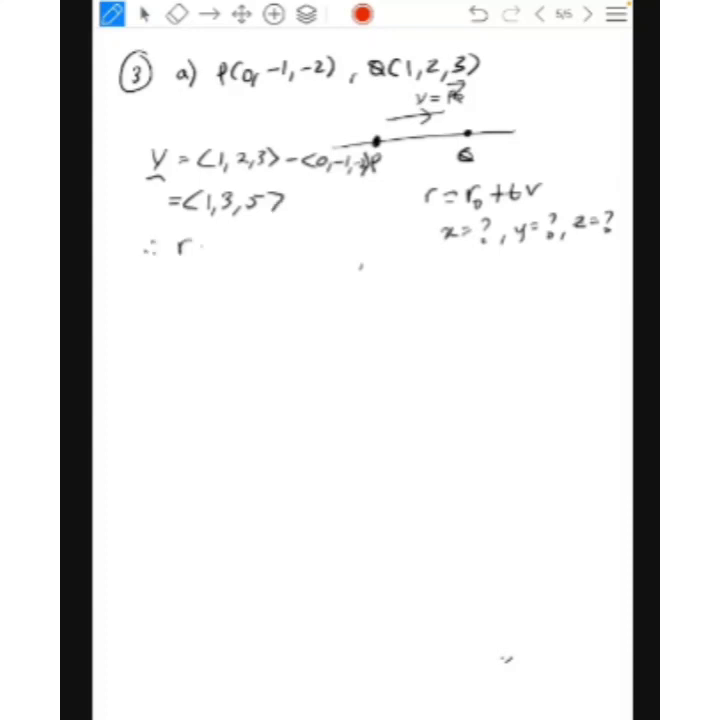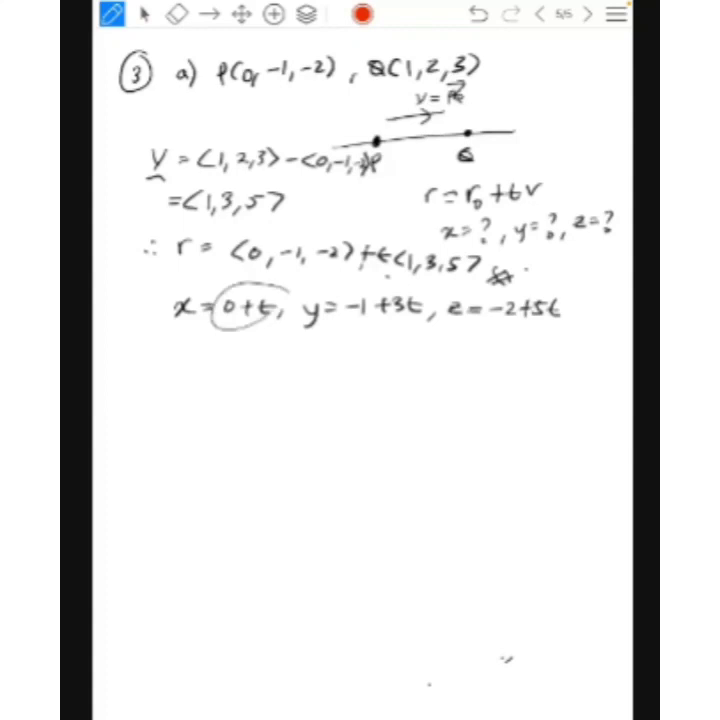Then your R equals R naught plus tV. You may take R naught as P or Q. Let's say I take P, so I have 0, negative 1, negative 2, plus t, and my V is 1, 3, 5. So this is my vector function. For the parametric equations, I have to take out X. X equals 0 plus t, Y equals negative 1 plus 3t, and Z equals negative 2 plus 5t. So how do you get this?